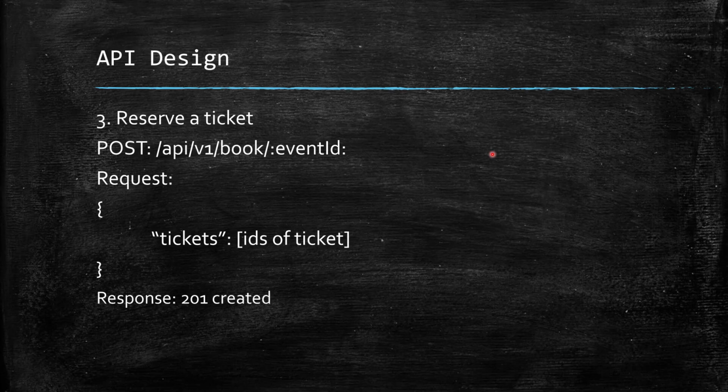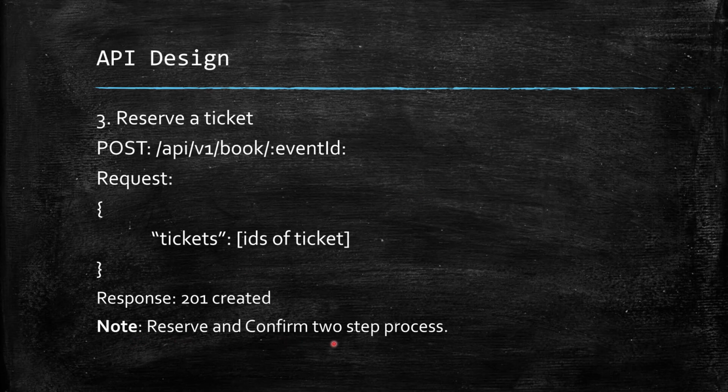The response will be just 201 created, and 201 is the status code for created. So we will return that. You can return some response, like you can return the booking ID if you want. But this is also fine from an interview perspective.